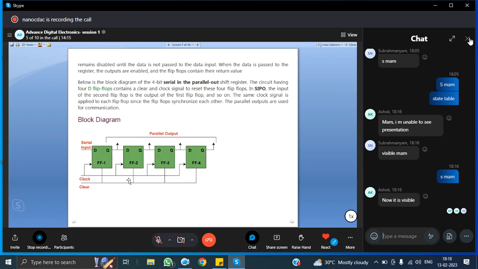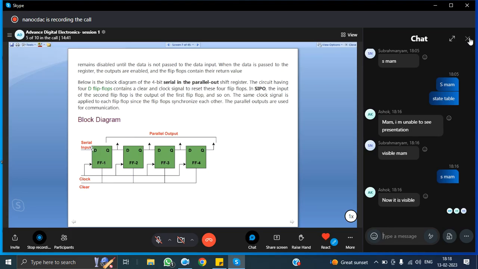Here a clock is given. A single clock is given as an input to all the flip flops at a time. Okay, here is clear. Whenever I am enabling this clear input, what is happening? All the flip flop states are reset to 0. All of them will store 0 when I'm enabling this clear.